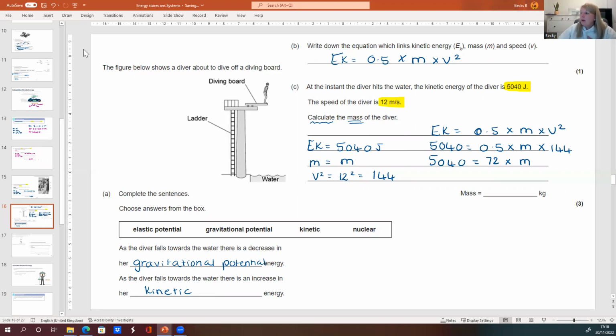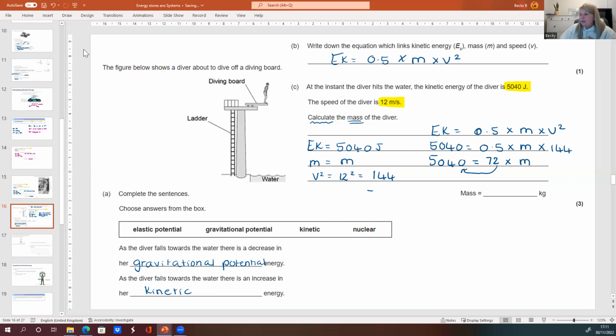Okay, now I want m to be the subject of the equation. I want that on its own. So I need to get rid of that 72. So I'm going to bring that 72 over to the other side of the equation. You don't need to show all of these steps. I'm just really mapping it out so you can use it as a revision tool.